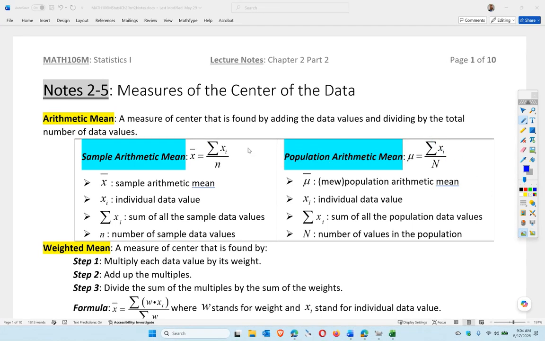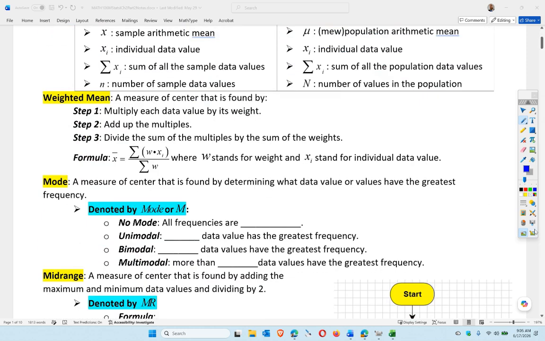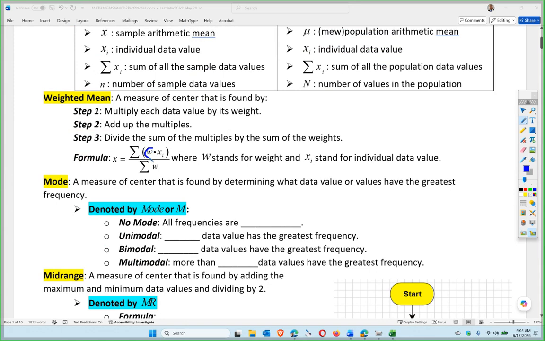But that's assuming all the data values are worth the same. If you have a weighted mean, you have to multiply each of the individual values by its weight. GPA and grades and other things like that, where each item has different weights, need to be a weighted mean instead, which is a slight variation.